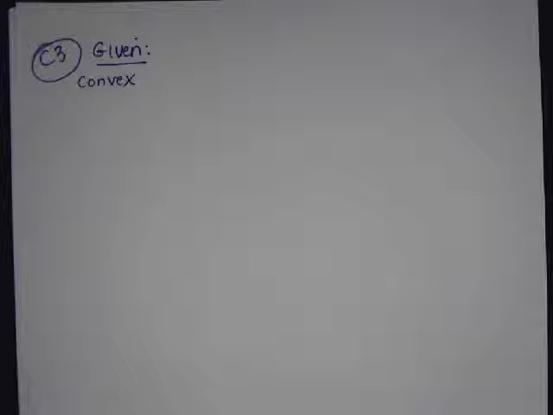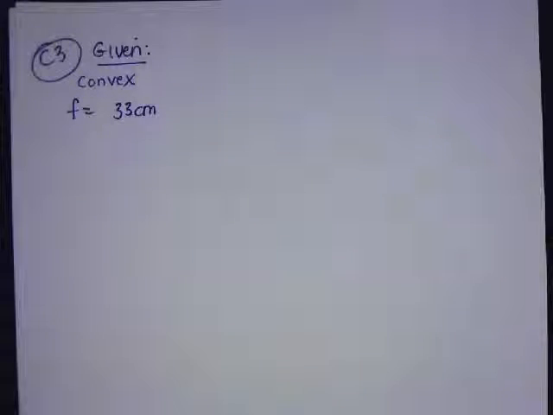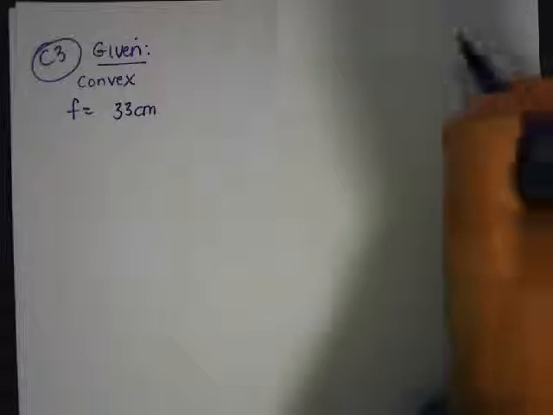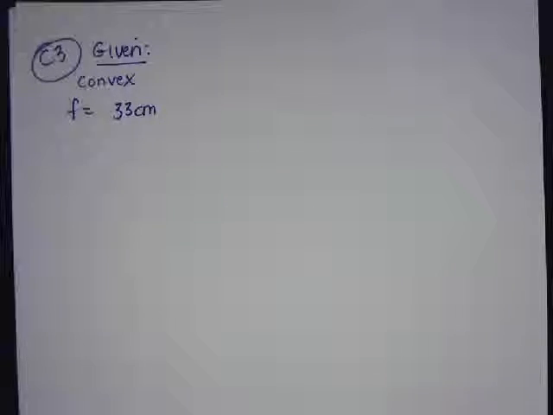So it says a convex mirror of focal length 33. So F is equal to 33 centimeters. Now remember, with convex, when I draw my principal axis, this is on the other side. So this is going to be negative 33. Forms an image of a soda bottle a distance 19 centimeters behind the mirror. According to our sign convention, behind the mirror is negative, so this DI is going to be negative 19 centimeters.